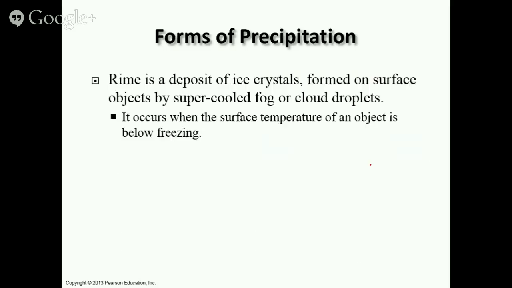Rime is something where we have a depositing formation of ice crystals. The surface is below freezing, and we can have a supercooled fog, and that's where we have a very crystalline formation that builds outward from that. Kind of a neat form of frost in a sense.